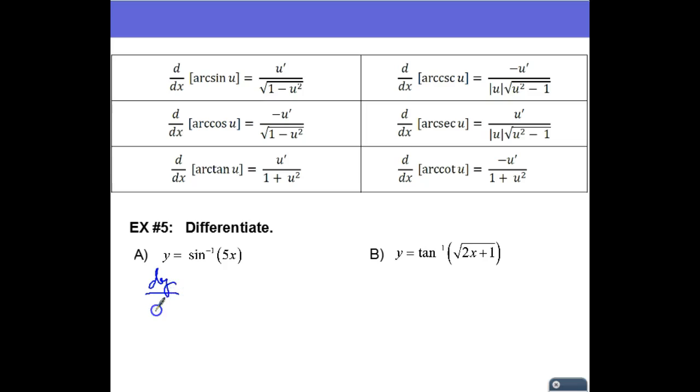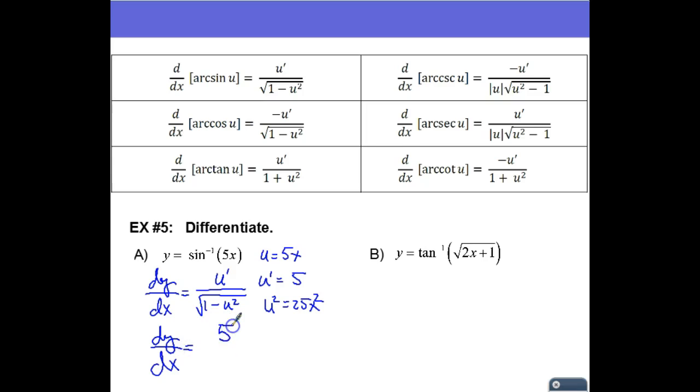So dy/dx is equal to u prime over the square root of 1 minus u squared. I like to go off to the side and collect these values. So u is equal to 5x, and then u prime is going to be 5 by the power rule, and u squared is going to be 25x squared. Now we can substitute into our formula, and we have dy/dx is equal to 5 over the square root of 1 minus 25x squared. So this really is just plugging into the formula for the derivative.